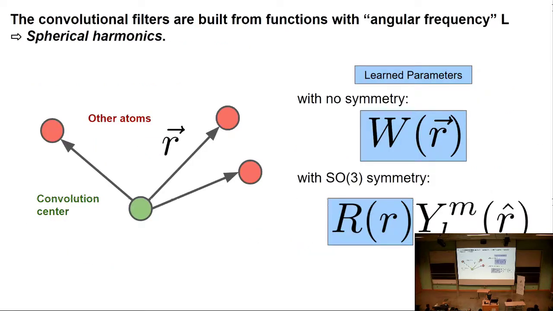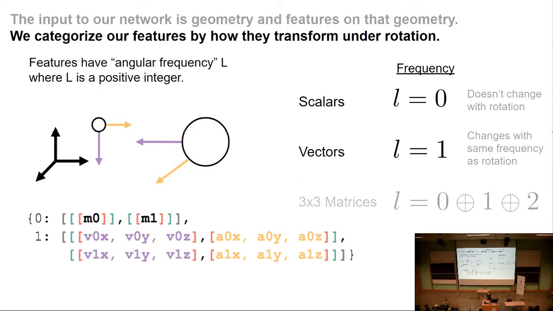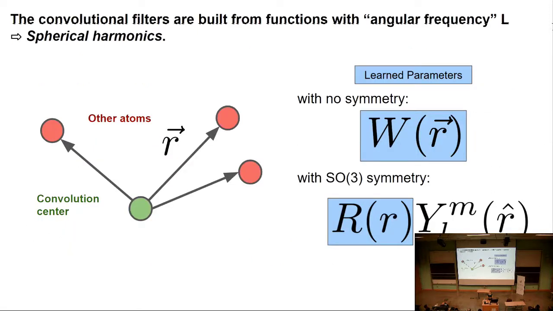Okay, so we were talking about the inputs, but what about these convolutional filters? So it turns out that we use convolutional filters that are also built from functions that have a specific angular frequency. And since we're dealing with 3D rotations, these are the spherical harmonics. I'll show a picture of them in the next slide, but I first want to explicitly show, if you don't have symmetry baked into your network, you just have some filter function W. I haven't told you anything about W. All I told you is that it takes in some radial distance vector R.